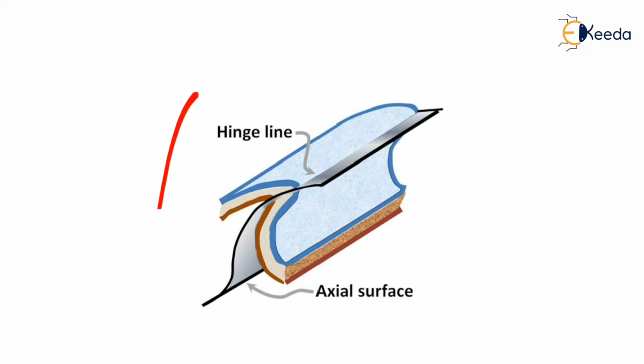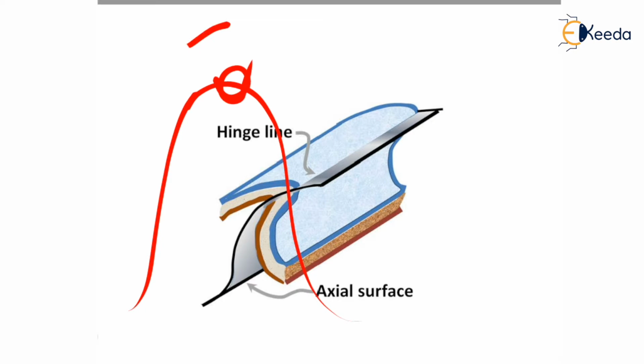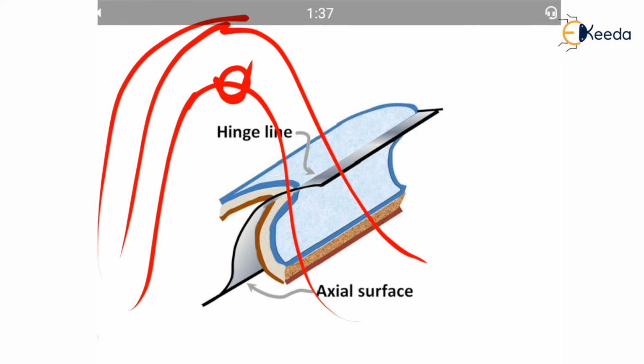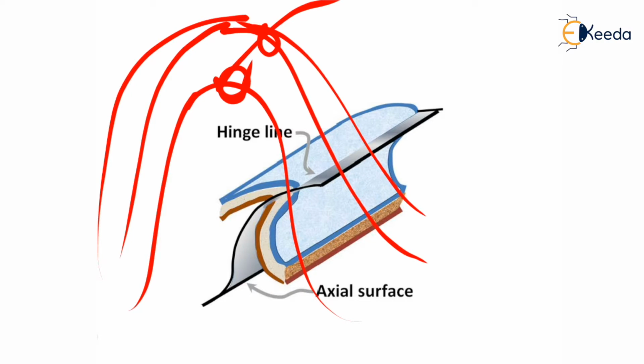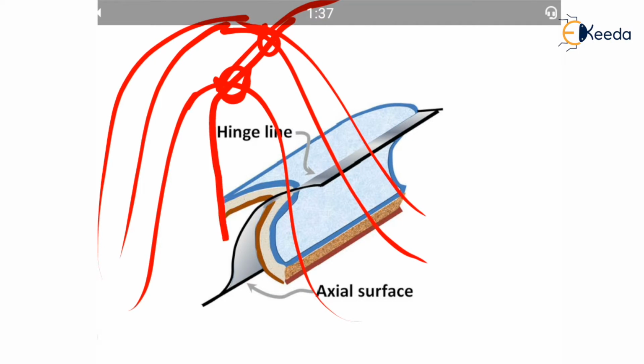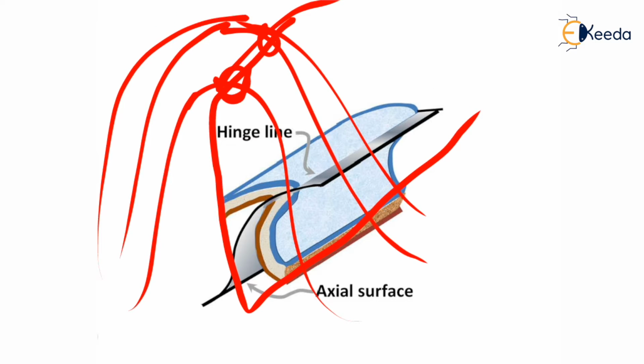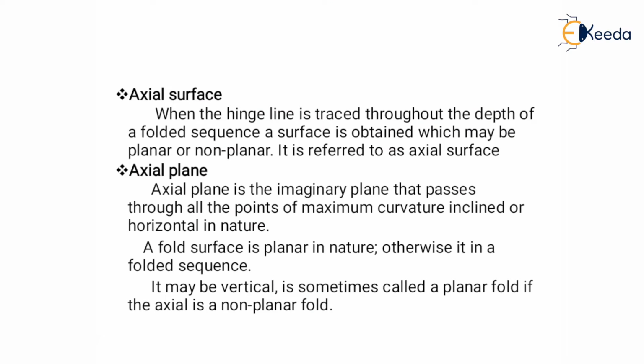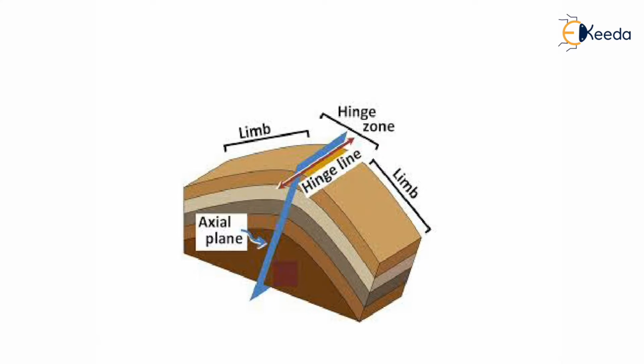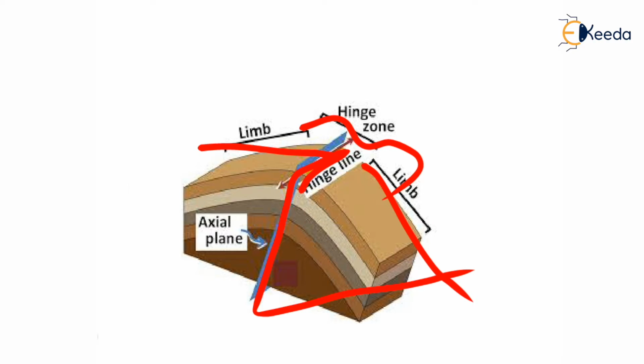Remember one thing, this is the fold, this is the hinge point, and a number of hinge points joined together is called the hinge line. The hinge line is also called the axis of the fold. When we trace this hinge line down, this is called the axial surface or axial plane of that fold. See, this is the diagram. This is the hinge line and this is the axial plane, these are the limbs of the fold, and this area is called the hinge zone.